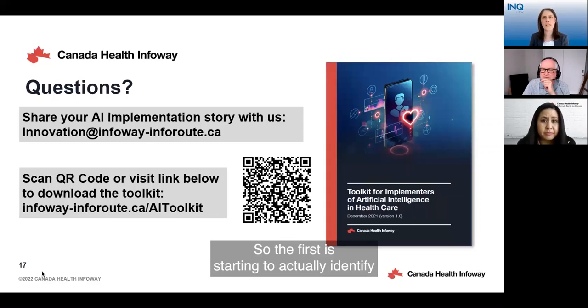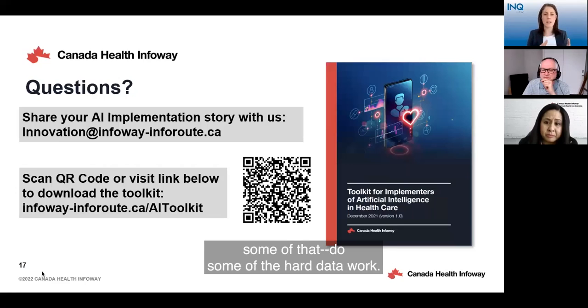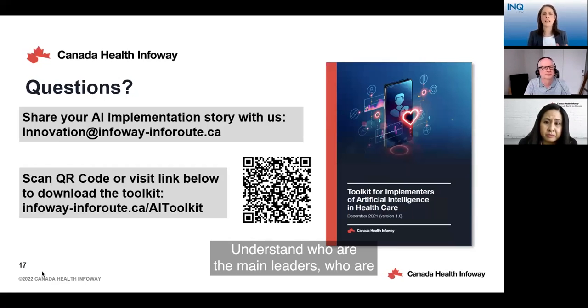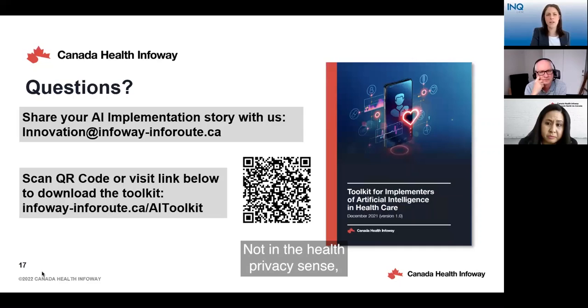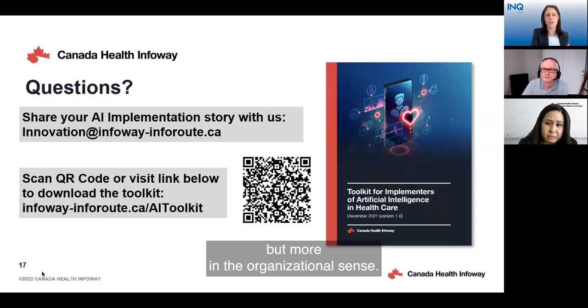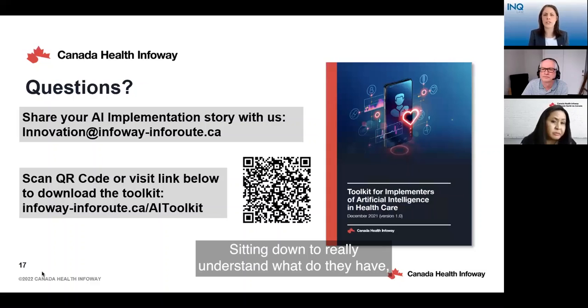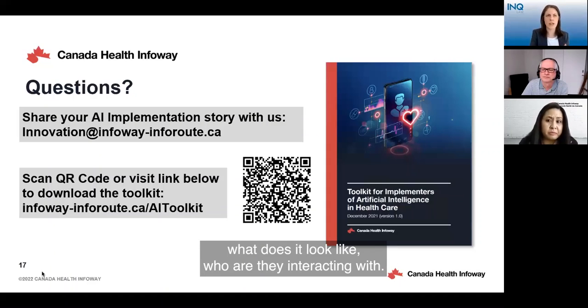So the first is starting to actually identify some of that, do some of the hard data work, understand who the main leaders and drivers are, or custodians of that data, not in the health privacy sense, but more in the organizational sense. Sitting down to really understand what do they have? What does it look like? Who are they interacting with?